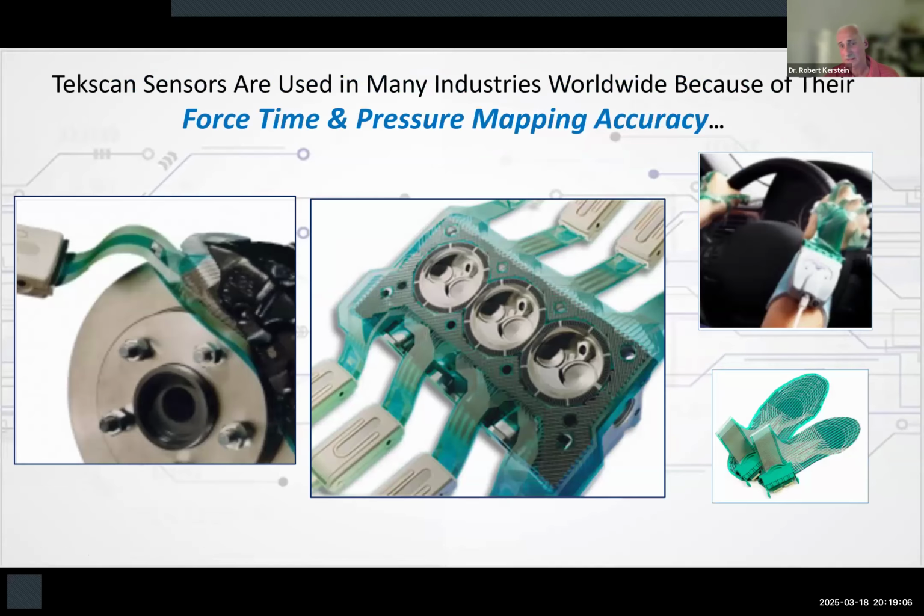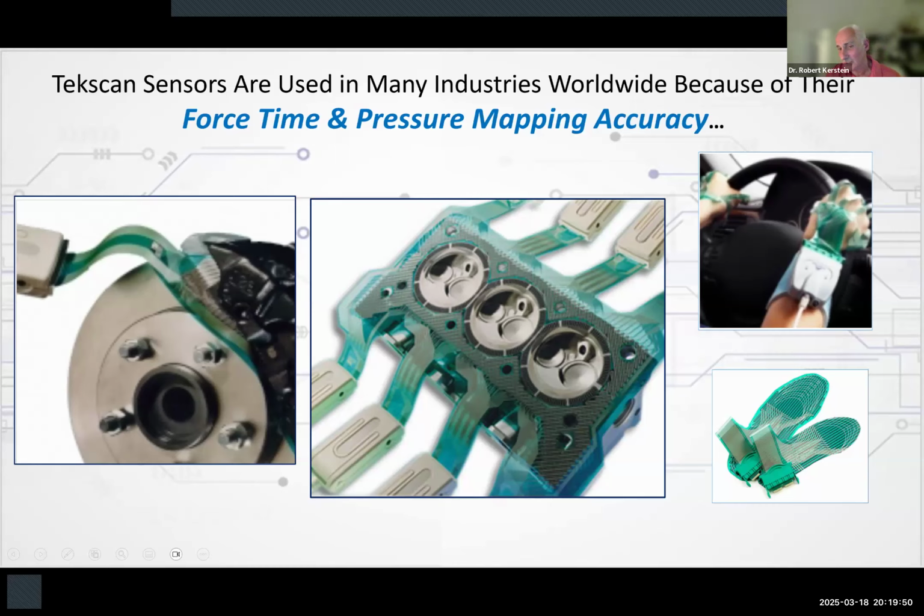Now, something you may not realize is TekScan sensors are used all over the world in multiple industries because of their force, time, and pressure mapping accuracy. These are just a few of the systems that there are in the mechanical world. This is a brake pad system that allows the brake pads to wear more evenly by studying how the brake pads rub up against the wheel housing. This is an engine gasket seal system for pistons and cylinders. This is a system that measures wrist pressure during driving so that steering wheels can have their arc optimized to minimize damage to your wrist when you're driving.